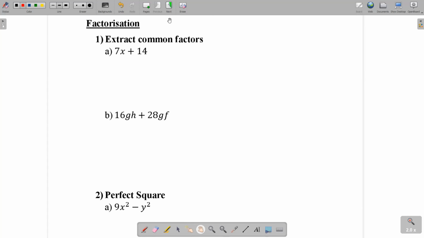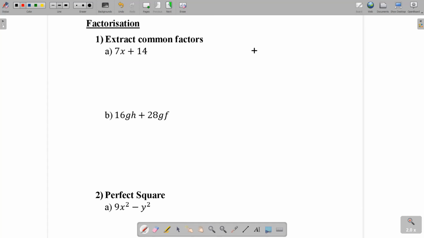Okay, so what are common factors? Common factors are when you are given two numbers and they have the same factors. If you need more details on what common factors are, you can refer back to my Form 1 video about the common factors. Okay, let us look at the first question.